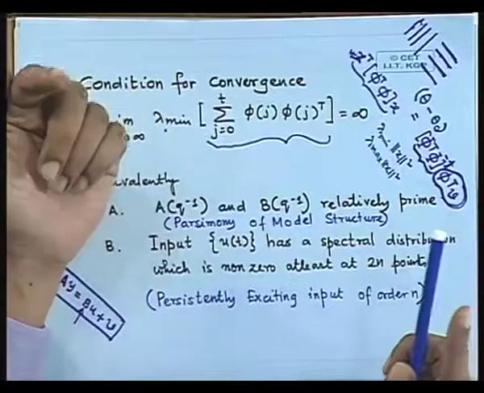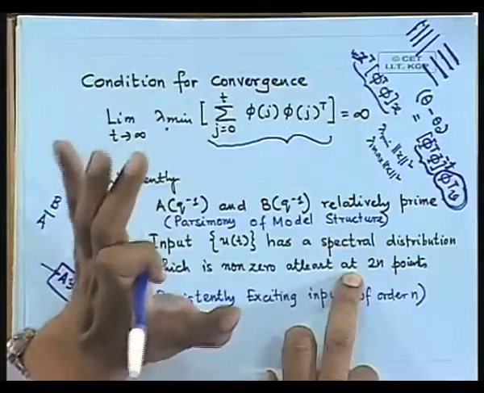For example, if you take a sine wave, then a sine wave has how many non-zero points? 2. If you take a DC, it has how many non-zero points? Only 1. If you take two sine waves, it will be non-zero at 4 points, two-sided, plus minus omega. So basically this means that it should at least have n sine waves.